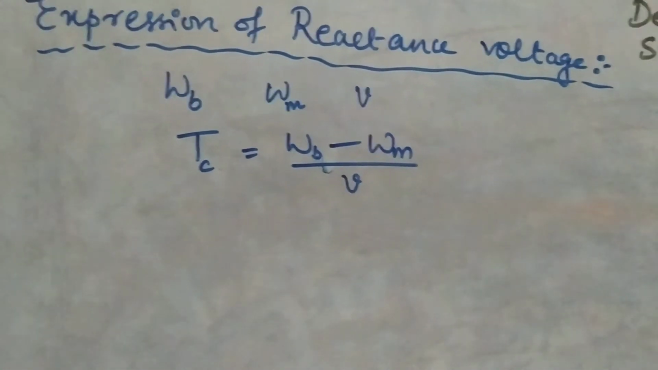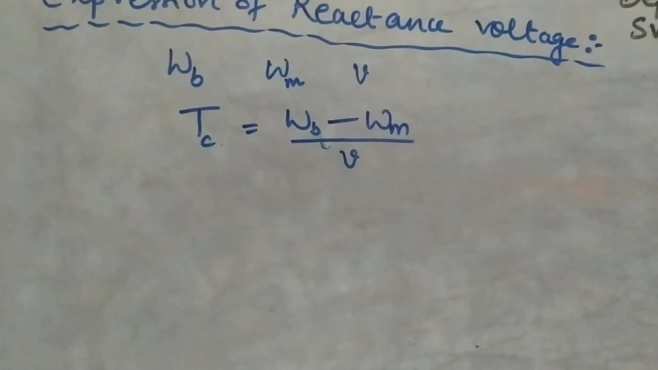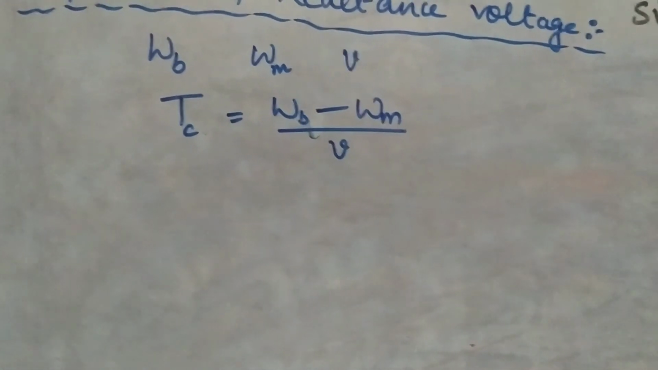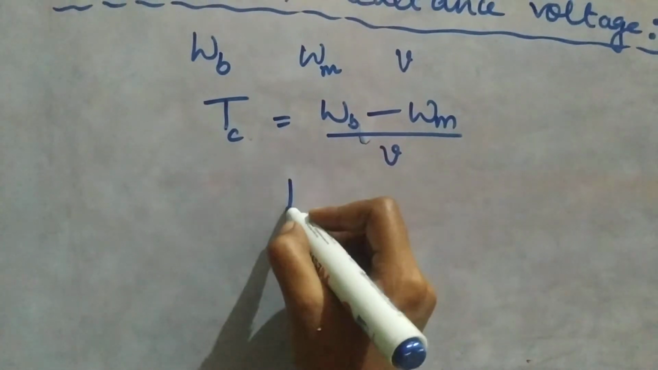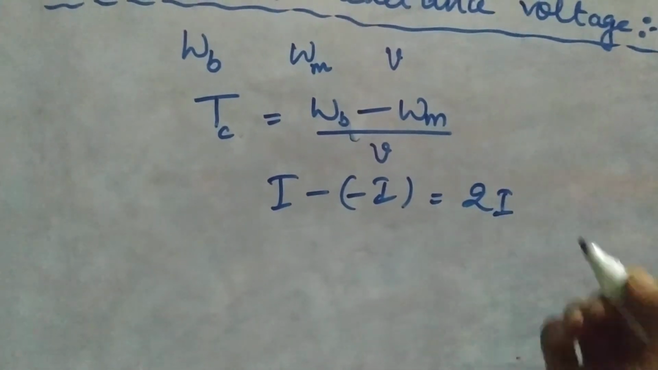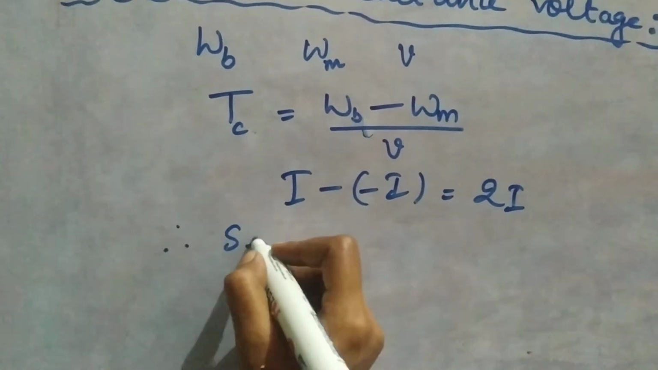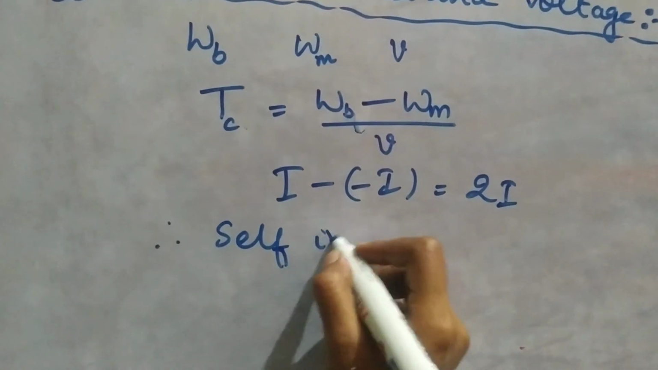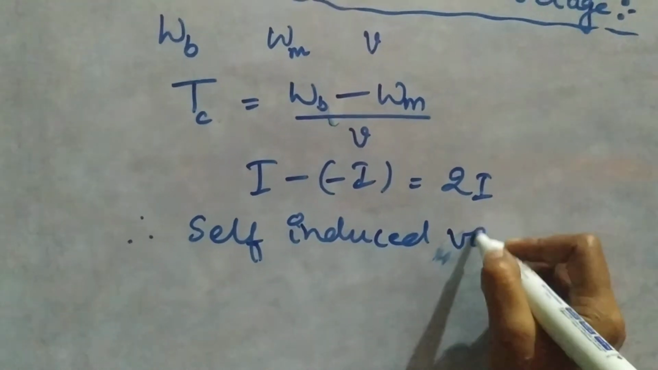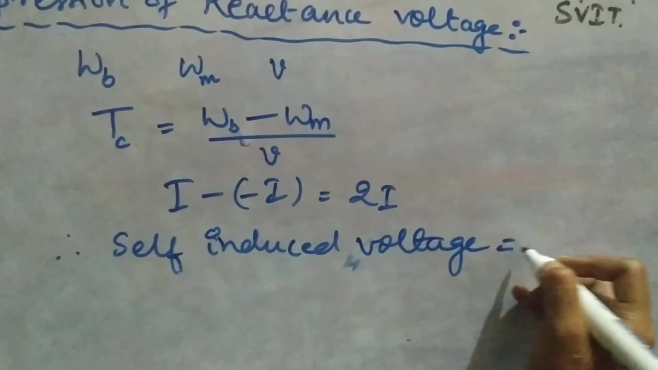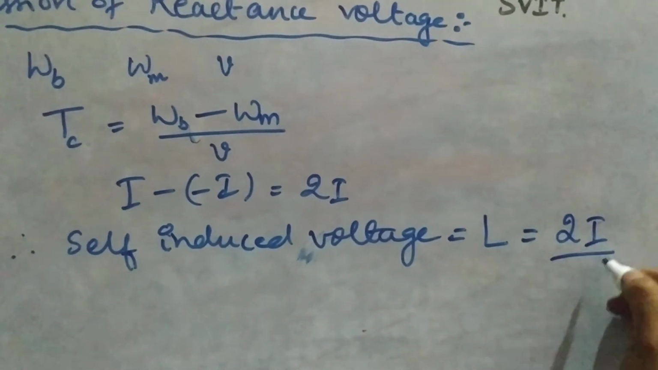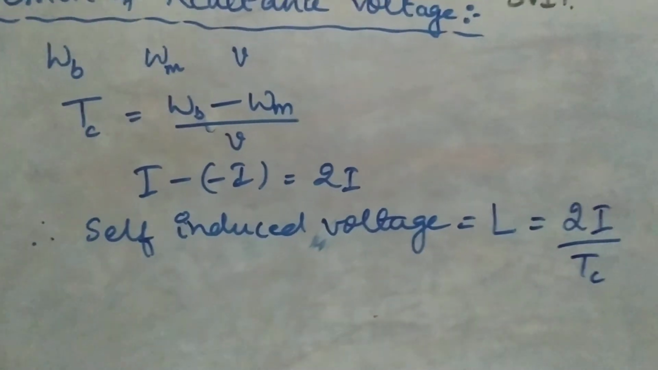If I is the current flowing through the conductor, then the total change during the commutation takes place from I to minus I, which is equal to 2 times I. Therefore we can write that the self-induced voltage is equal to L di by dt, that is, L times 2I divided by TC.